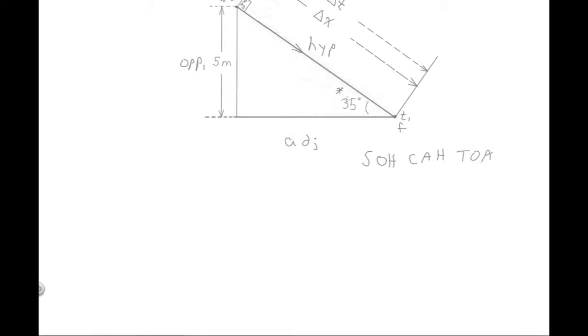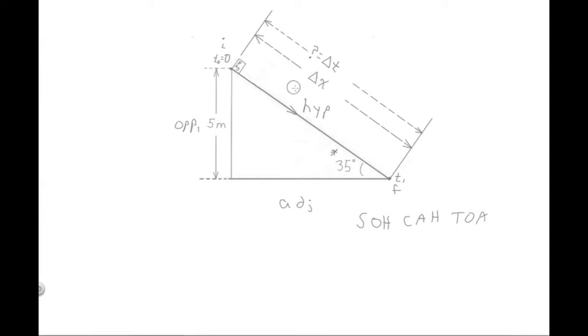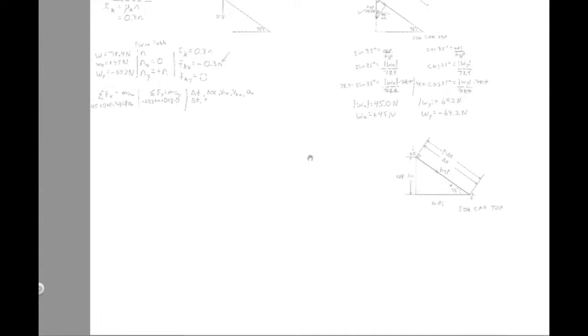What's our goal here? Remember, our goal is to figure out the length of this hypotenuse. We have to figure out the length of this hypotenuse because that's going to give us the delta x, and we need to know delta x because that's one of our kinematics variables. We need to know delta x so that we can put it into the kinematics framework. So we've taken a detour here, and we're trying to plug the delta x into our kinematics framework.